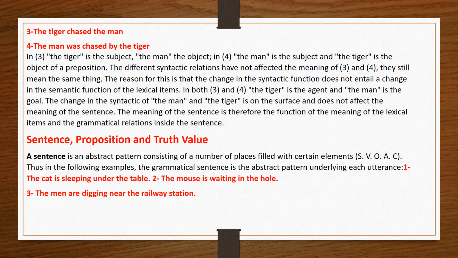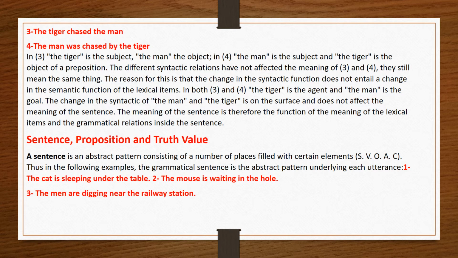As we have studied here, let's move to the sentence. A sentence is an abstract pattern consisting of a number of places filled with certain elements: subject plus verb plus object plus adverbial and complement. Thus, in the following examples, the grammatical sentence is the abstract pattern underlying each utterance. We have number 1, the cat is sleeping under the table. The cat, the doer of the action, is the subject, is sleeping is the verb, under is a preposition, and the table is the complement of the preposition.